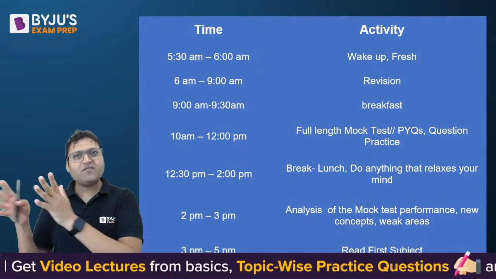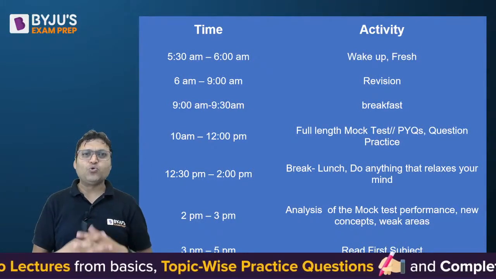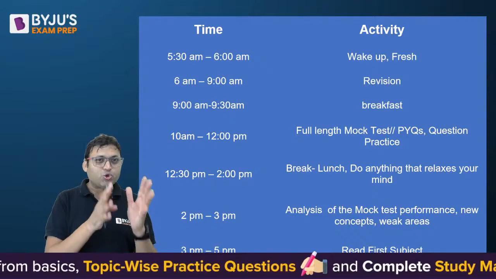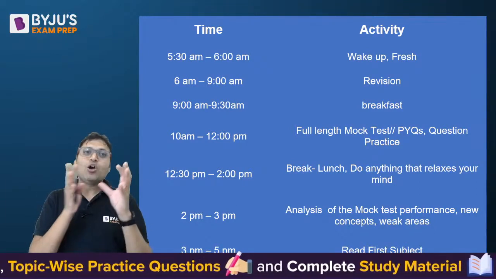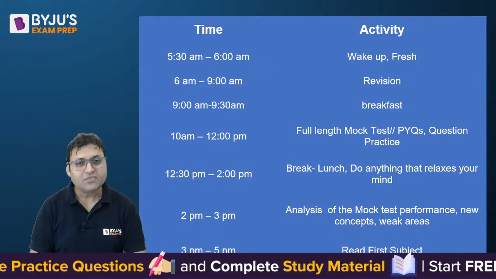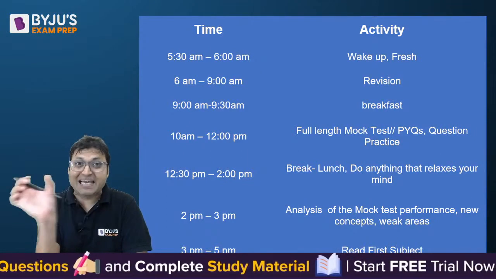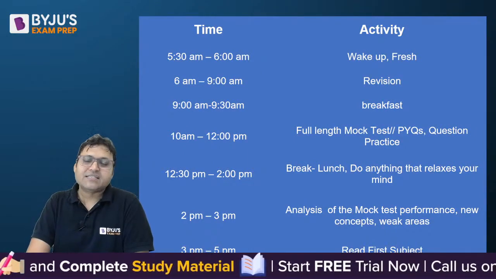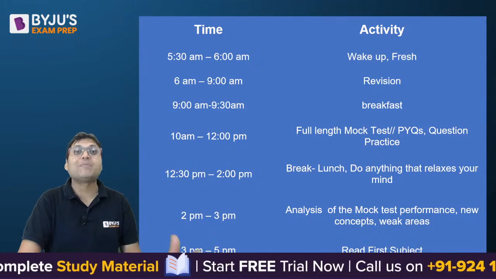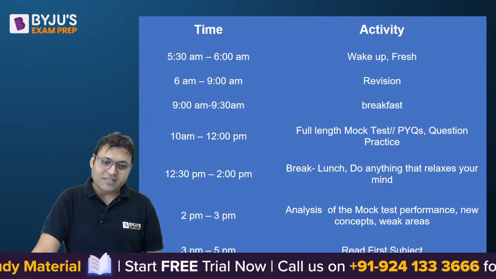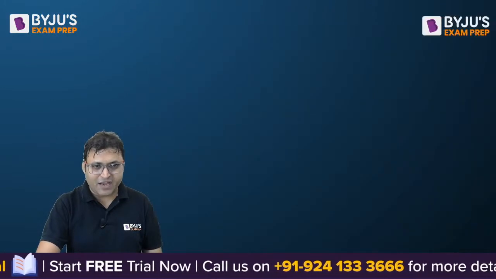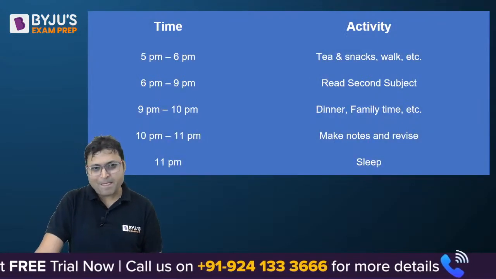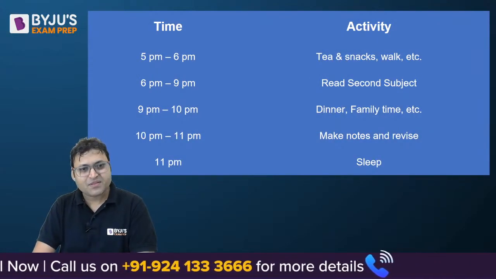1.5 hour, 1.5 hour, 1.5 hour, whatever suits you best. But the subjects should be such that they are having common concept. So that will help you to develop the link between the various subjects. Sometimes the questions are asked from multiple subjects. So that first subject revision 3 to 5, then 5 to 6.